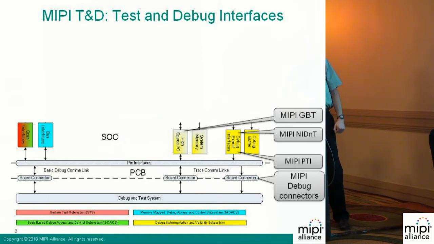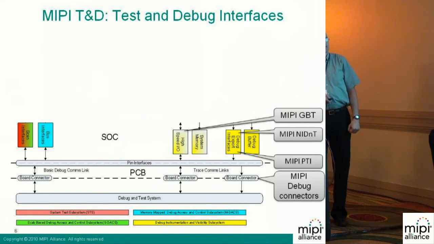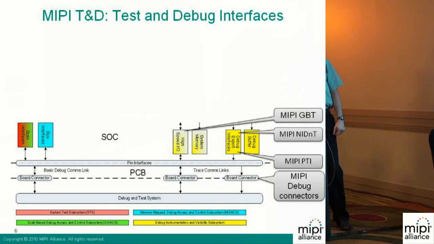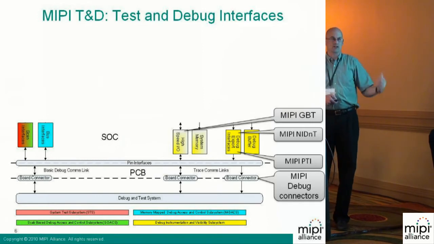We also have an effort called NIDnT. It stands for Narrow Interface for Debug and Trace. This is a specification that defines how to remap debug interfaces over other functional interfaces in your system, so that if you have a removable memory card, you can actually turn that into a debug port that you can connect your tooling to.